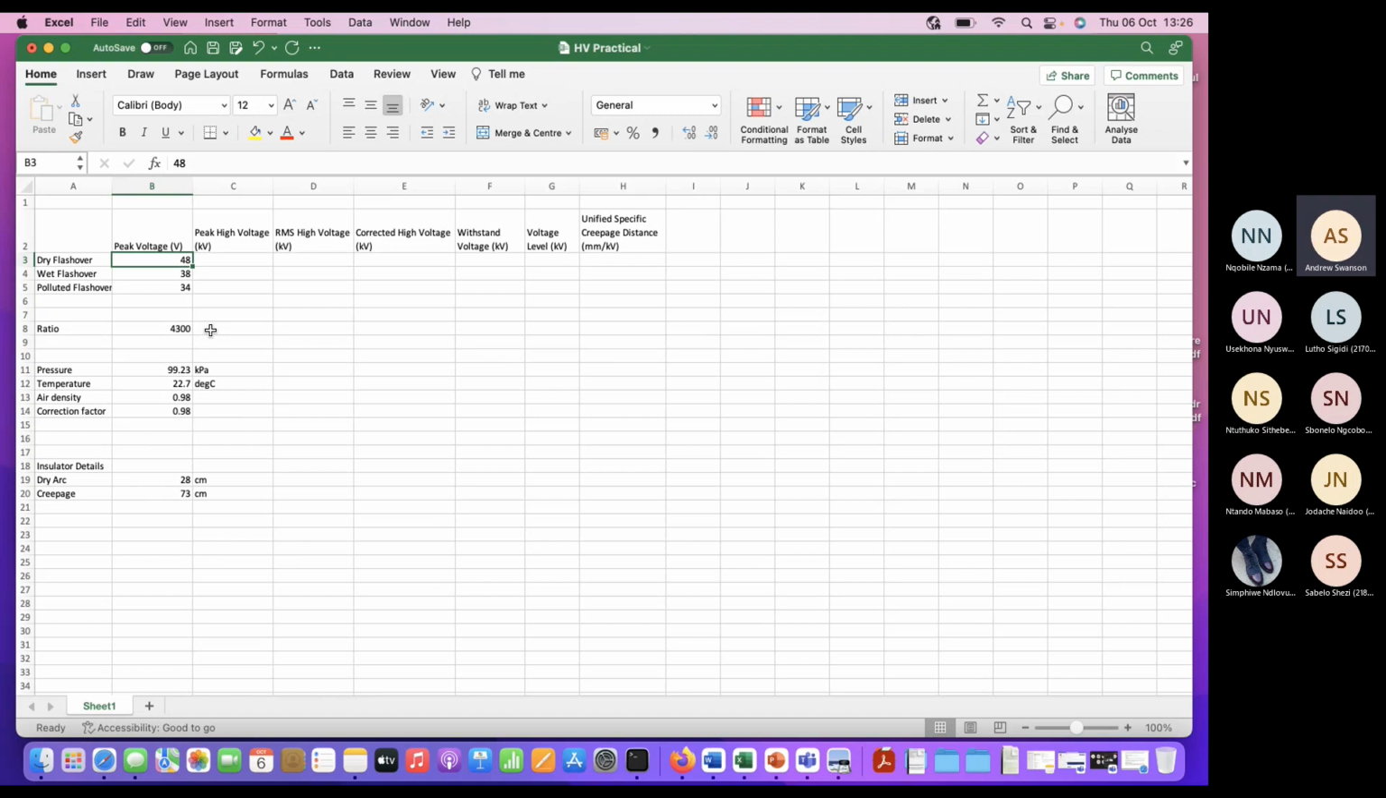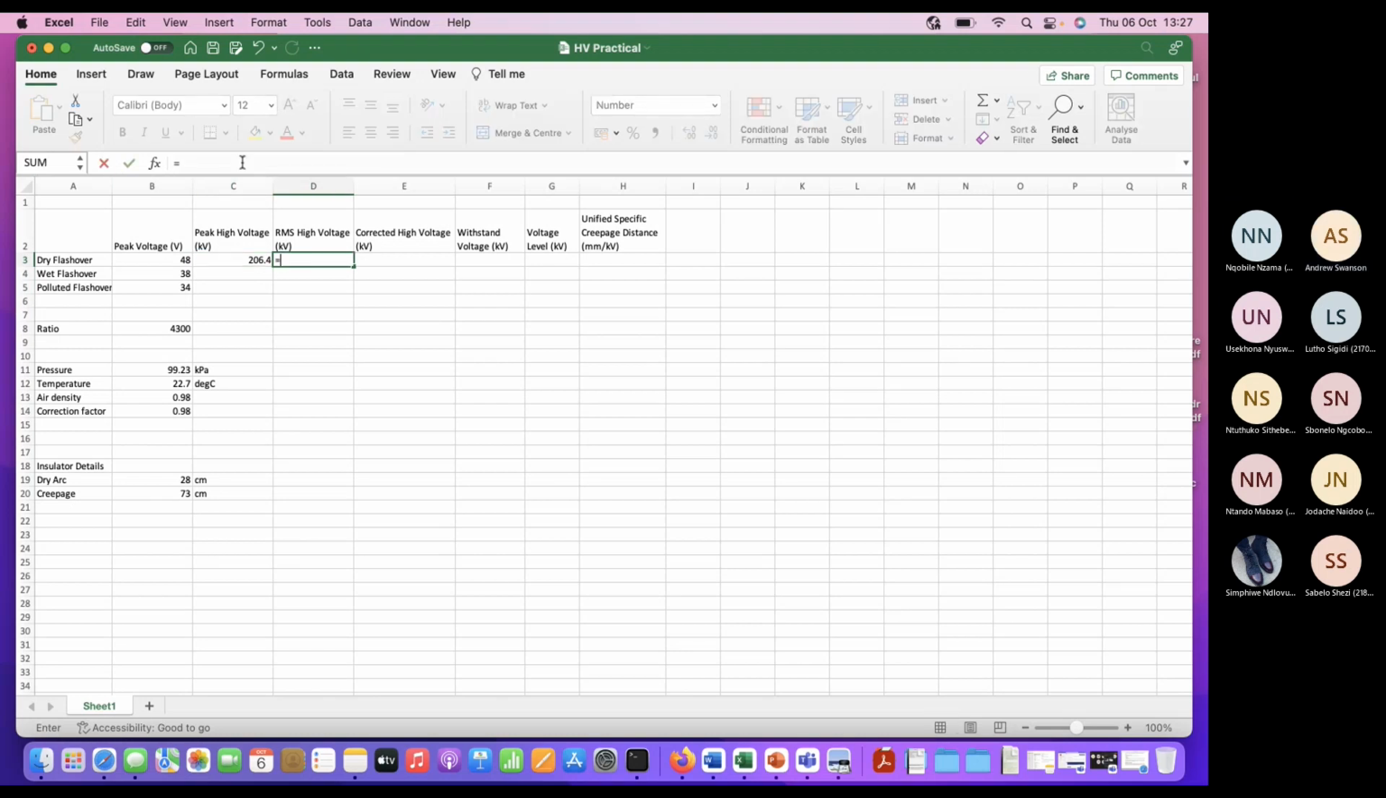So if we've got peak flashover voltages of 48 for the dry, 38 for the wet, and 34 for the polluted, our first action is to convert that to high voltage. Right, so 48 volt peak corresponds to 206 kV.